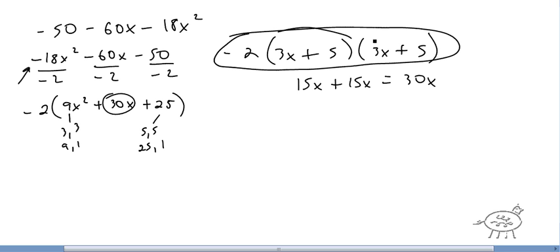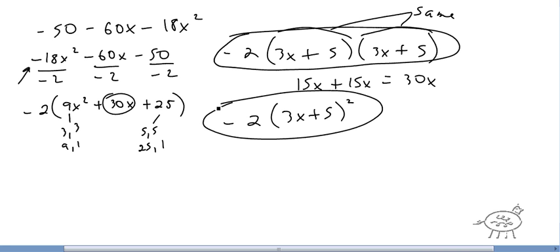If you have the same thing right here, this is the same, we call that a perfect square trinomial, so you need to write it as negative 2 parenthesis 3x plus 5 squared. This, math fans, is my final answer, not that one. So don't forget all the rules I taught you with difference of two squares and everything. Don't forget that. It's really important.